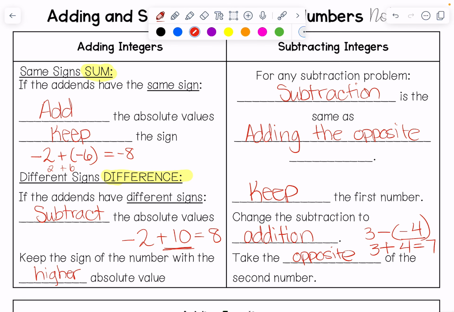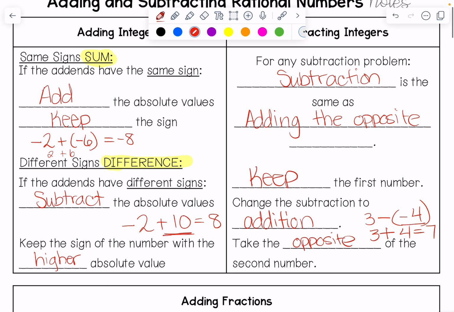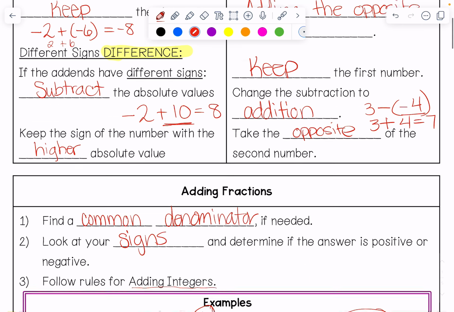All right. Remember that subtraction can be rewritten as adding the opposite. Okay, so adding a number's additive inverse or opposite is the same as subtraction. So you keep the first number the same, change that subtraction to addition, take the opposite of the second number.